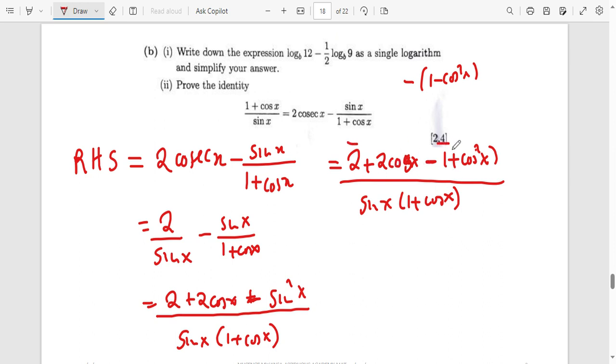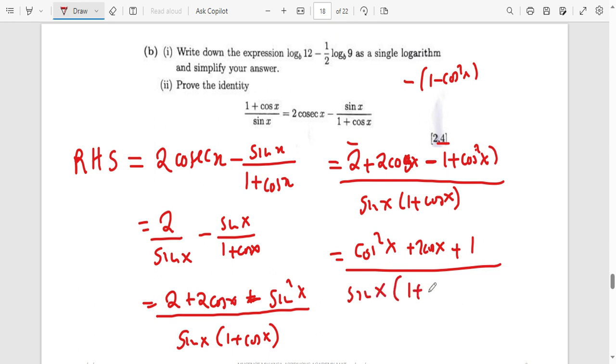2 minus 1 is going to be a negative 1. Alright, this is starting with cos squared x, and then plus 2 cos x, and then plus not a negative 1 but a positive 1, over sine of x, 1 plus cosine of x. The product here is 1, the sum is 2.